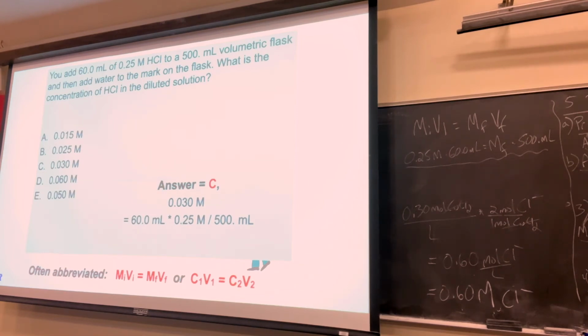In the problem we did, we had MF, but we didn't have VF, the final volume, so we solved for the 300 number from there. It works either way. Any questions on that?